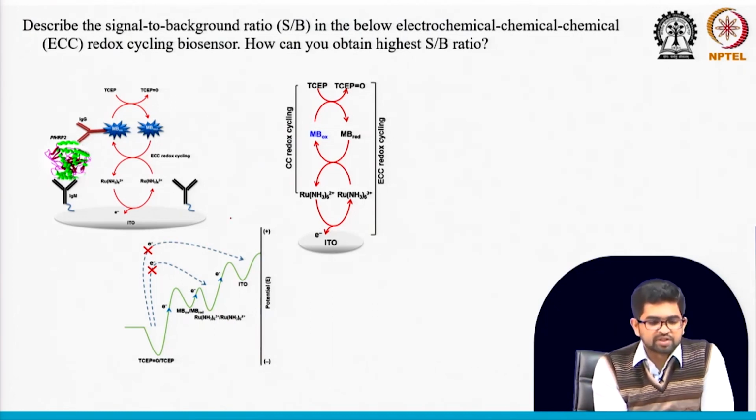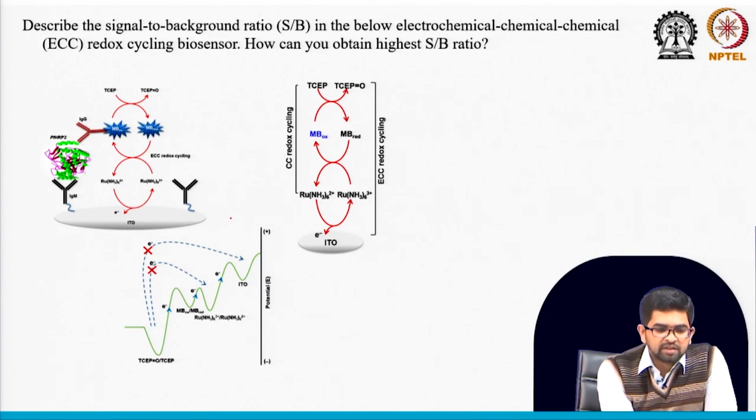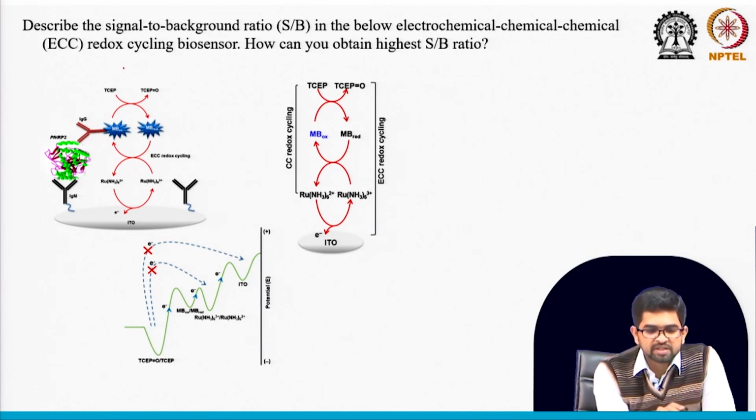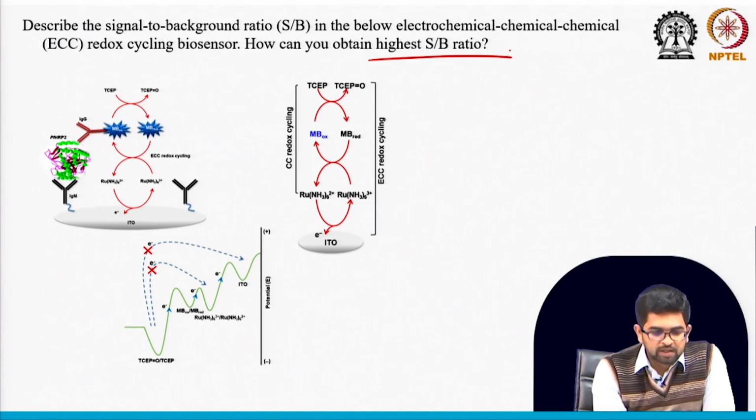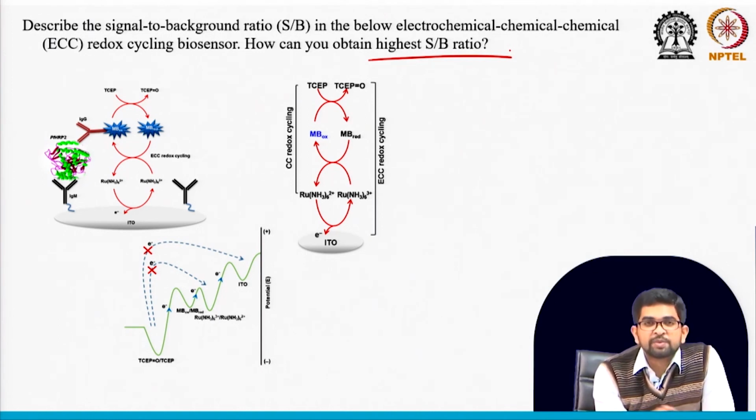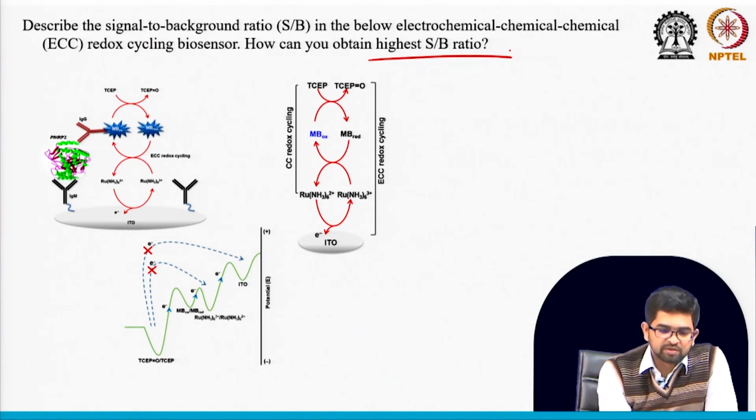Let's describe these questions first. Here I asked: describe the signal to background ratio in the below electrochemical chemical redox cycling biosensor, and how we can obtain the highest signal to background ratio. So this is the question. This kind of question may come during the exam. So let's solve it. I don't want a one page writing, just very concise, very simple; you can express all your answers point by point.